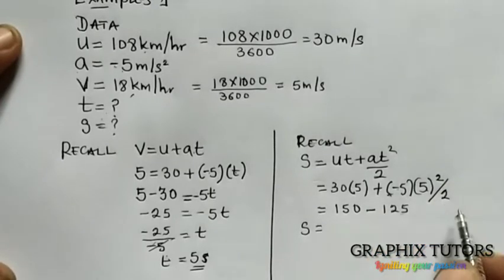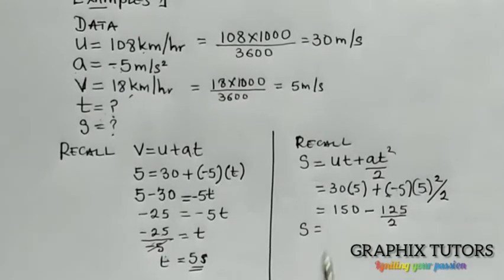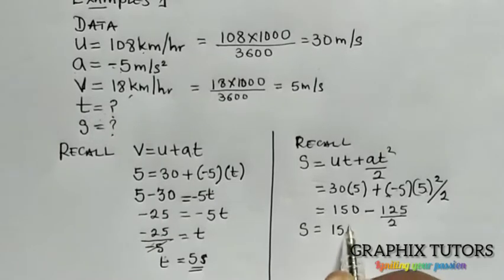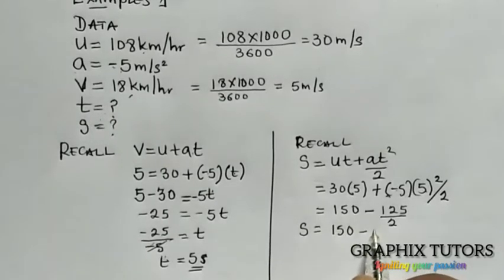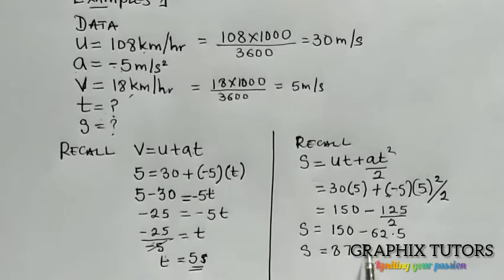By 2. So if you divide here by 2, on the long run, you are going to be having 150 minus 62.5, that is divide 125 by 2, so the x here will finally be 87.5 meters. That is what we are having there.